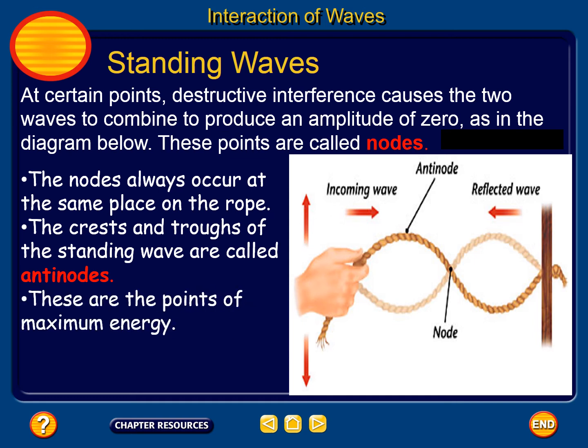So you can see in this picture, this is where you can find the nodes. We can say that the amplitude here is zero. And this is where you can see the antinode. This is the point where the maximum amplitude is located.